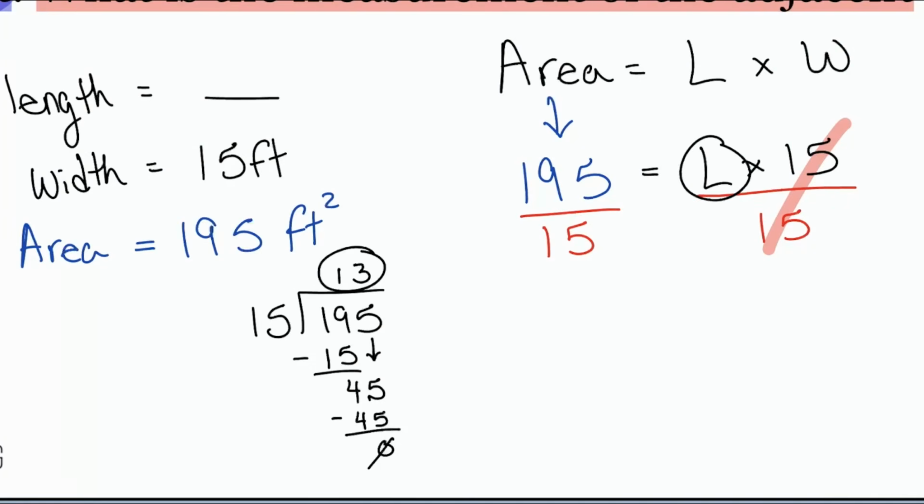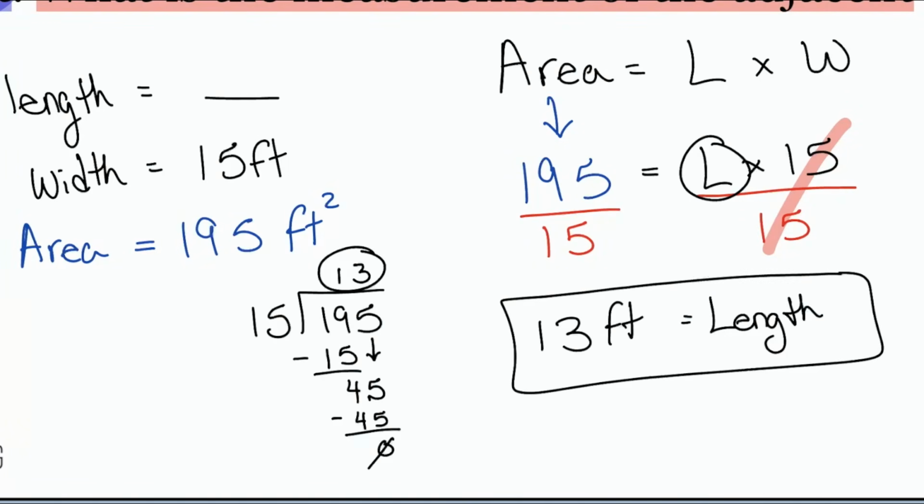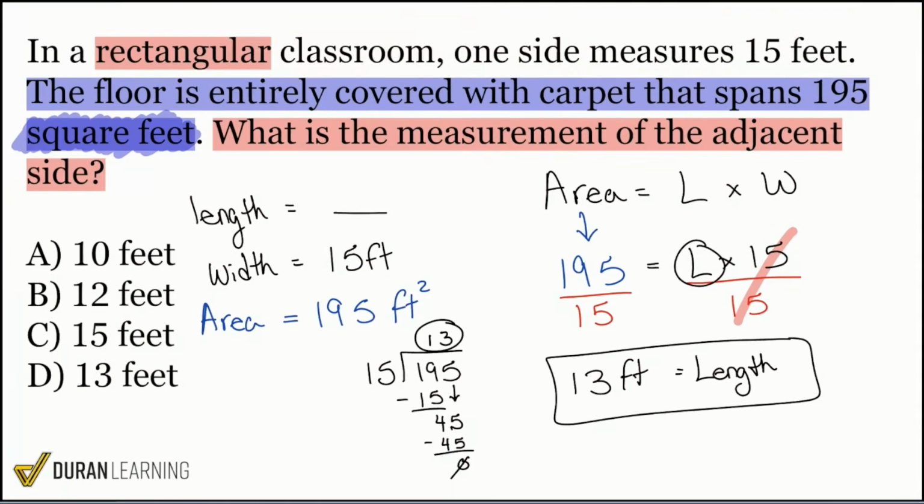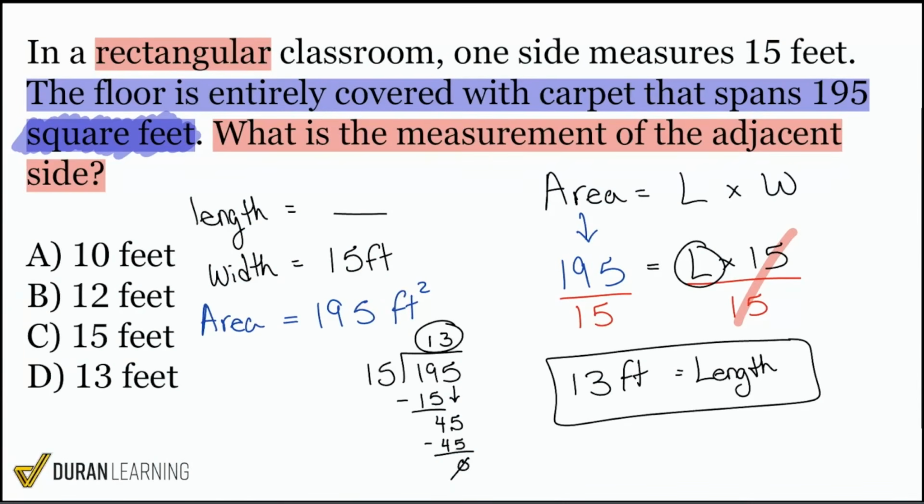So again, L, the length, is what we're looking for. So the length equals 13 feet. Again, it's just a length, so it's just going to be feet. If we were looking for the area, that would be square feet. If we were looking for perimeter, that would just be regular feet. So with that, everybody, there we go. Our correct answer for this problem is D, 13 feet.